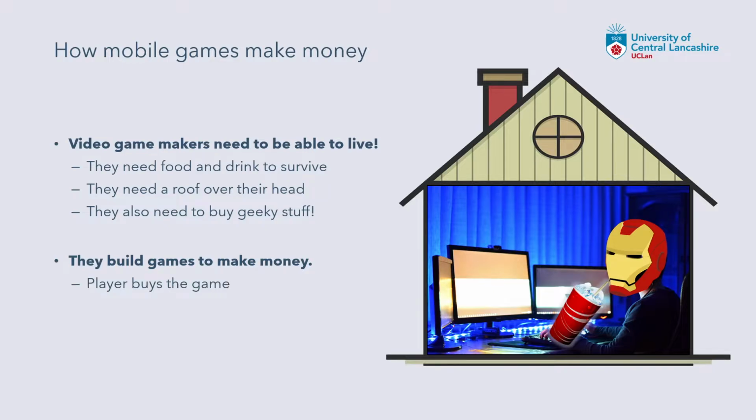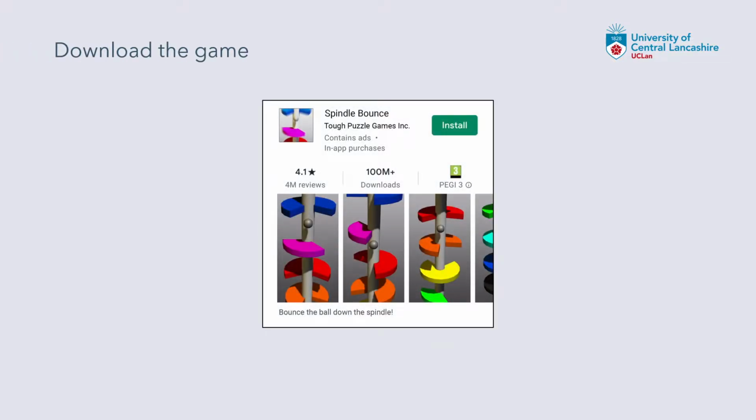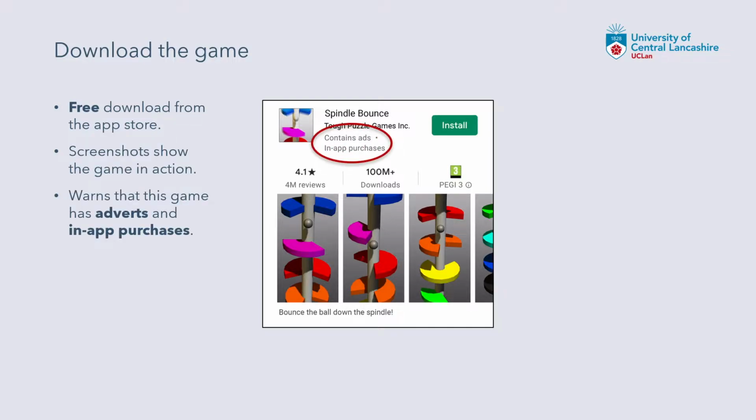Now, one way to make money is if the player buys the game. However, there are other ways to make money. Let's look at an example game. This one from an app store is available as a free download. That means you don't have to pay money up front for the game. The screenshots show the game in action and it looks pretty exciting to me. However, it does warn you that this game has adverts that are shown to you and in-app purchases where you can spend money to buy additional things within the game. That's how they make their money.